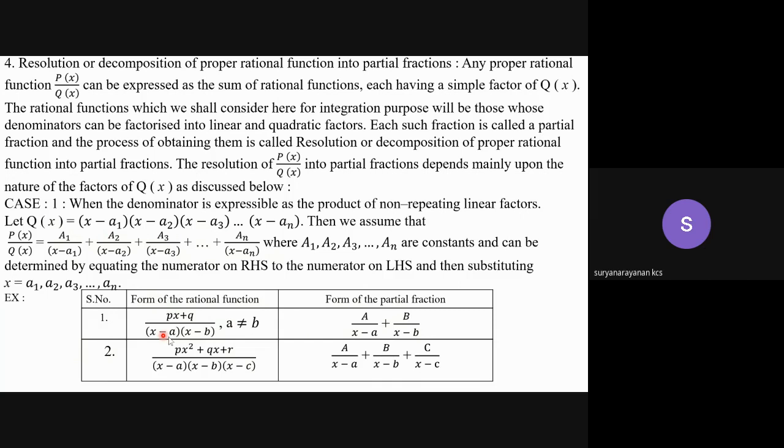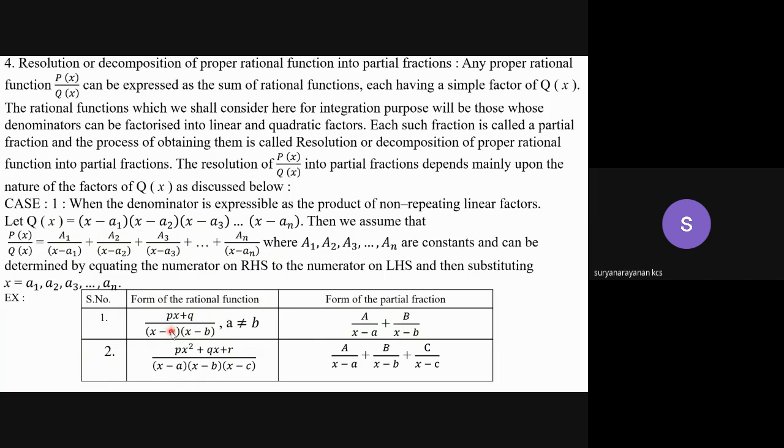Here, if you observe the denominator, x minus a is one linear factor and x minus b is another linear factor. Corresponding to every linear factor, we write one partial fraction. Say, capital A by x minus a plus capital B by x minus b. These two are partial fractions.